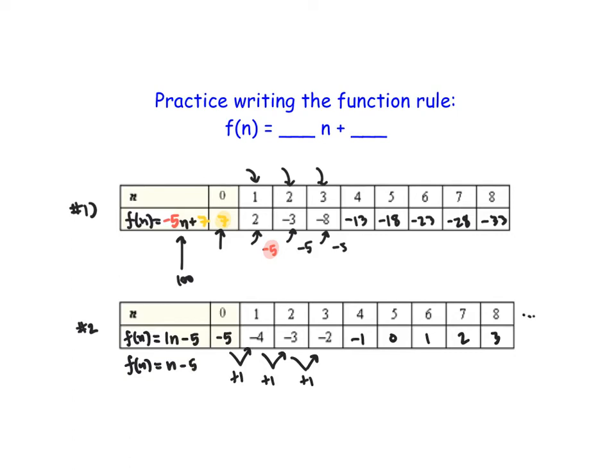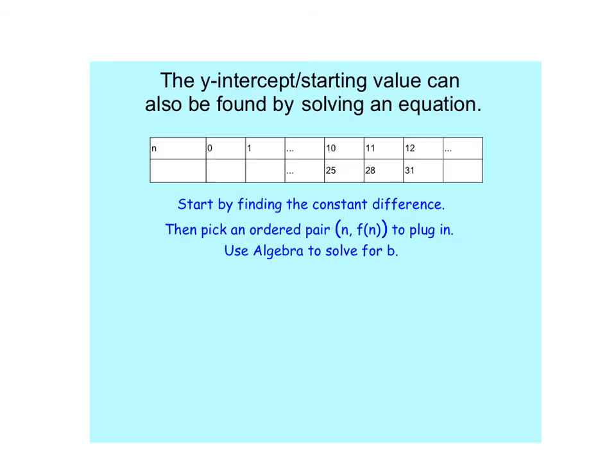So if I went out to the 100th term, what would that term be? Well, that term would be whatever n minus 5 is. So the 100th term would be n, which is 100, minus 5. So the 100th term of the sequence would be 95. Okay, let's look at a few more examples.